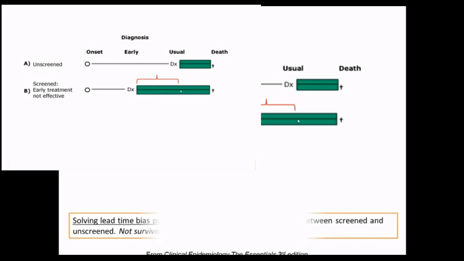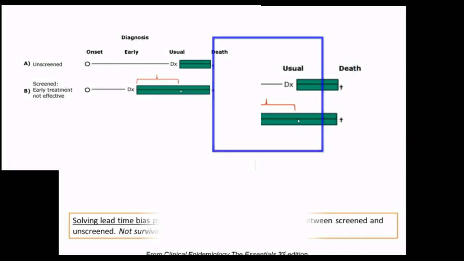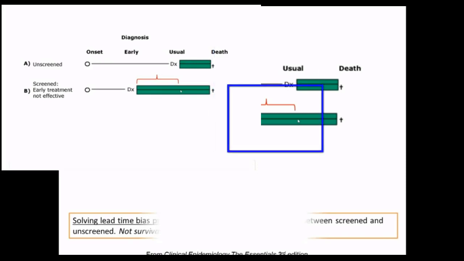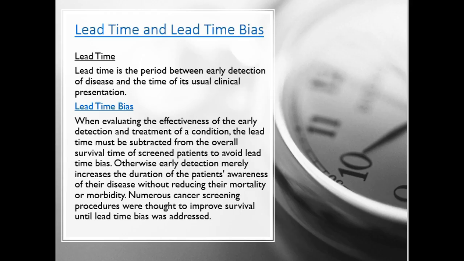In summary, if a screening procedure does not improve health outcomes, but only allows us to know that we have the disease sooner before we have symptoms, that creates a situation of lead time bias where it seems like the treatment is effective and allows for longer survival time when in fact it's not effective.